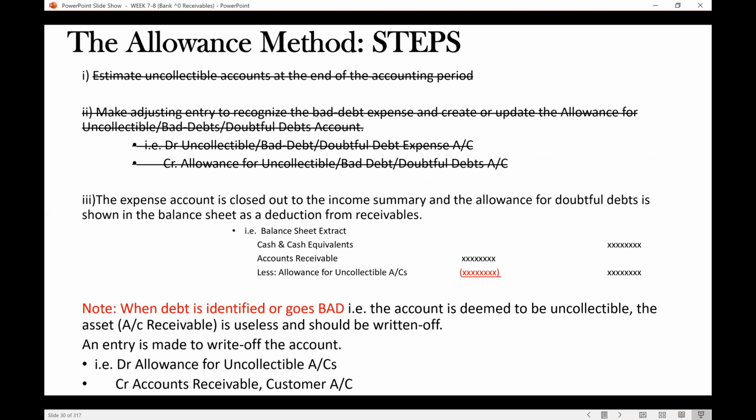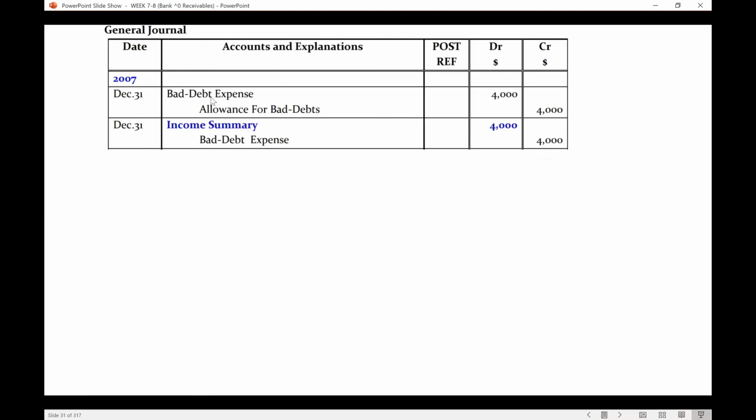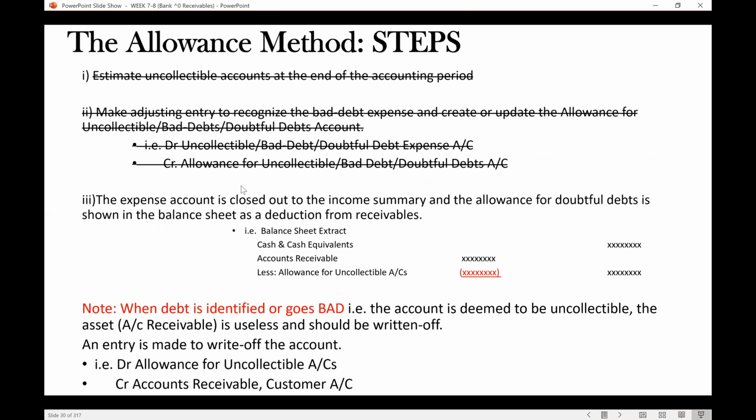So we would have made the estimate, did the adjusting entry. There was nothing in 2007 that spoke about us pulling from the provision. So we go to point 3, which is what? To close the expense to income summary, right? And to show the doubtful debt in the balance sheet. But we won't be doing that part, and I'll further explain.